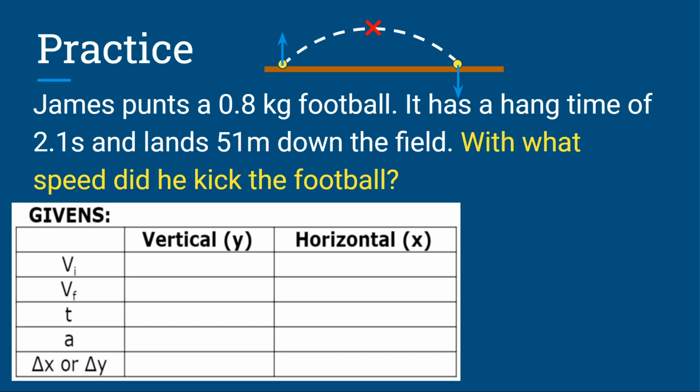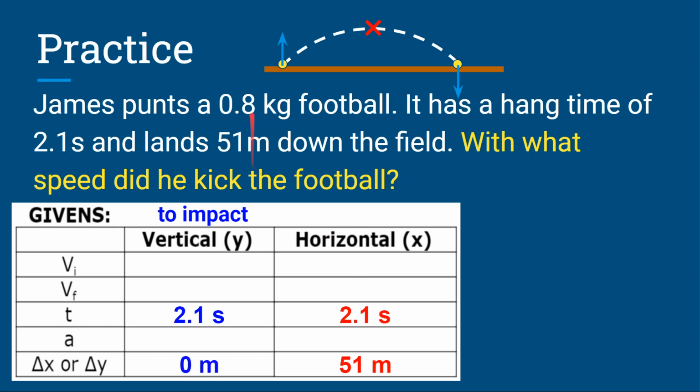So what do we know? We know the hang time. That's the total air time, so it's the vertical time to impact. So I know that's 2.1 seconds, and again, horizontally also 2.1 seconds. That's in the question. I also know that it lands 51 meters down the field. That is my horizontal displacement, so I can fill that into the horizontal column in that last spot for displacement.